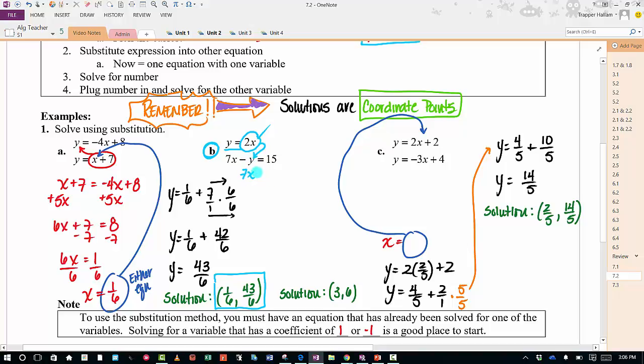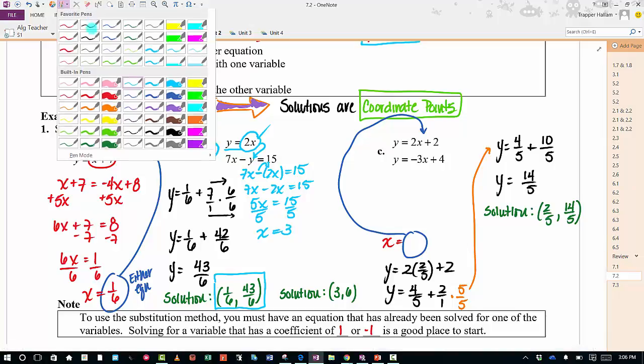So 7x negative, now this y becomes that 2x. Use parentheses to show substitution. It helps keep the negative working, because it needs to be multiplied there. So it becomes 7x minus 2x equals 15. At this point, we're just going to go ahead and solve. Combine like terms, and 7x and negative 2x becomes 5x, which equals 15. Divide by 5, part of our solving process, and x equals 3. That's our first coordinate. Awesome. That was pretty easy. This is the easiest one you're going to see.